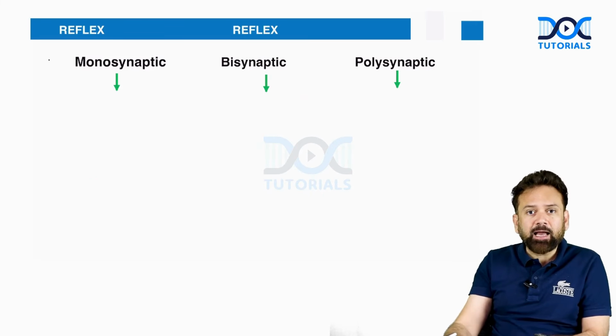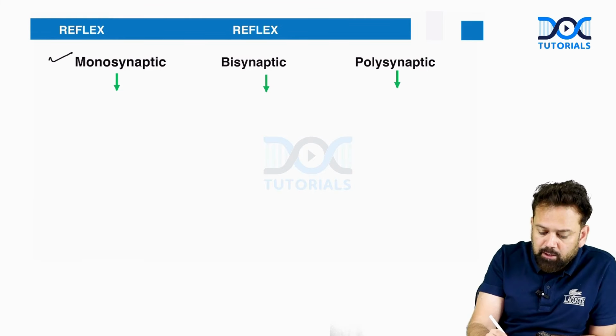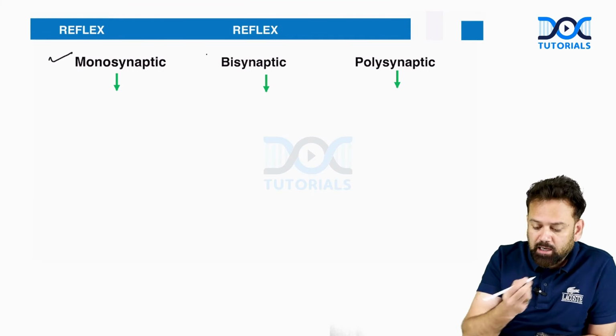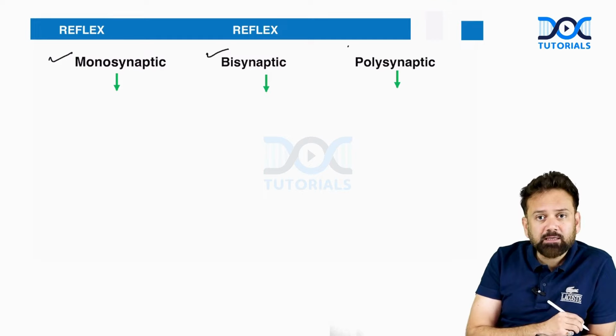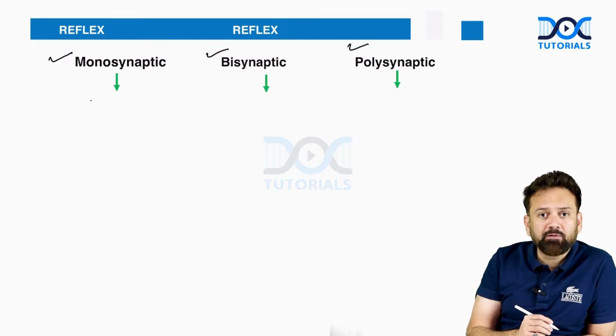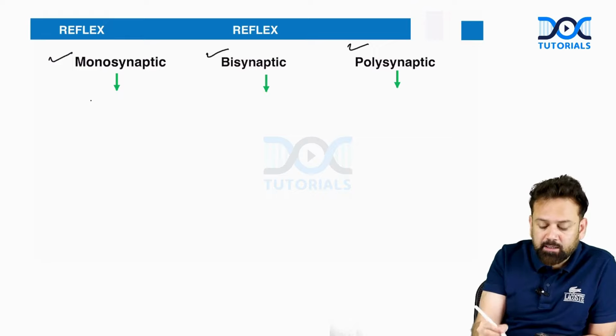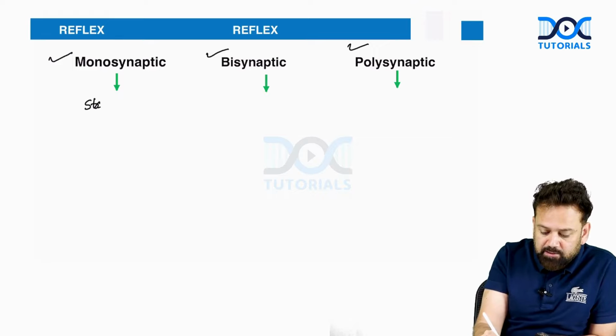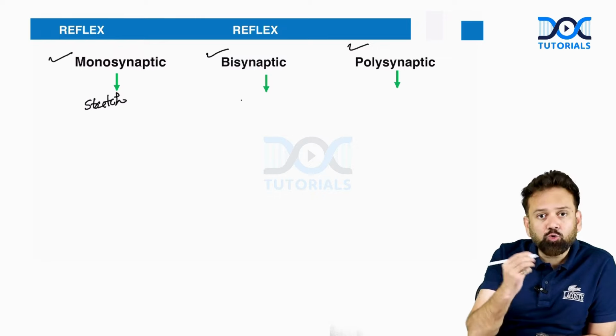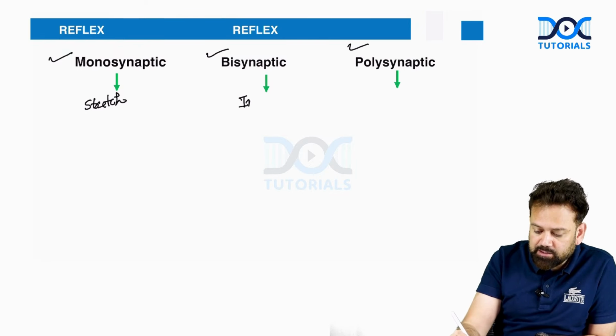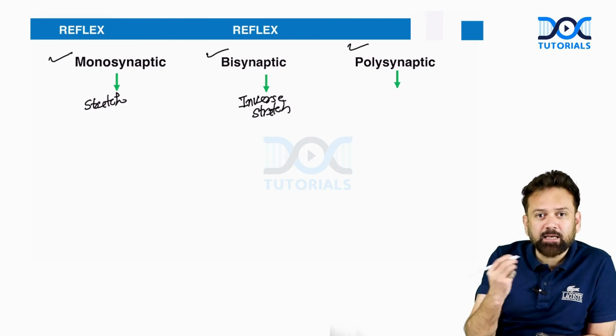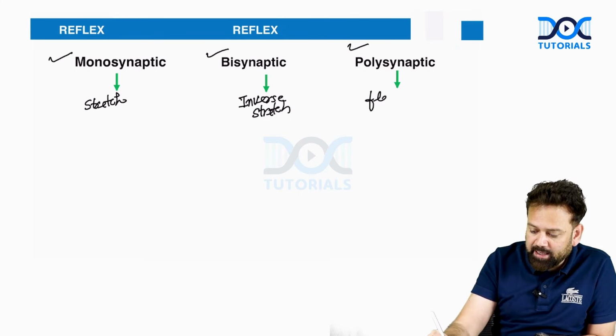Now coming to spinal cord reflexes. There are 3 types of reflexes. One is called as monosynaptic reflex, other is called as bisynaptic reflex, third is called as polysynaptic reflex. If there is one synapse, monosynaptic, example is stretch reflex. If there are 2 synapses, inverse stretch reflex. If there are multiple synapses, answer will be flexor withdrawal reflex.